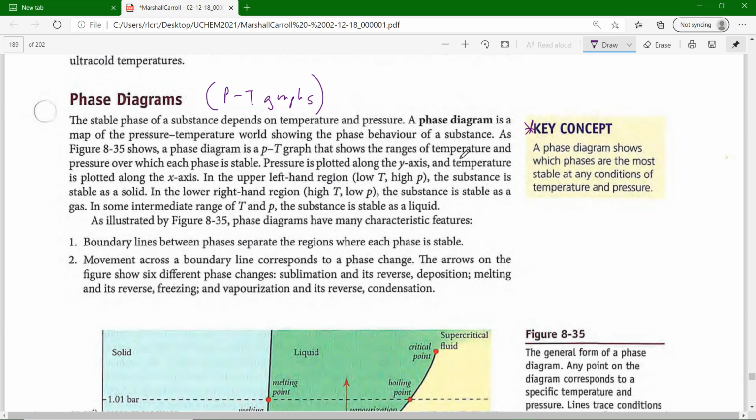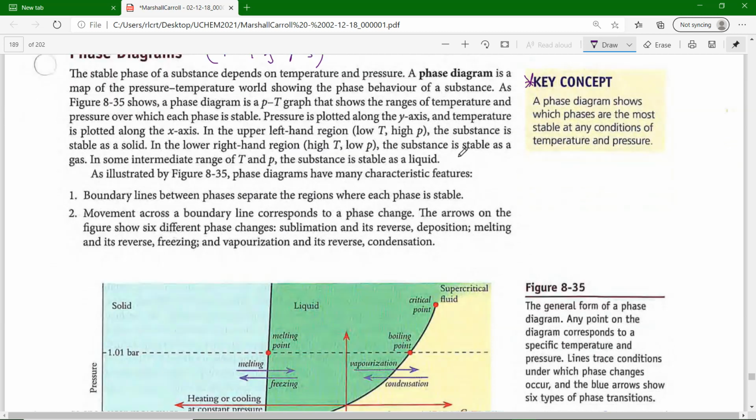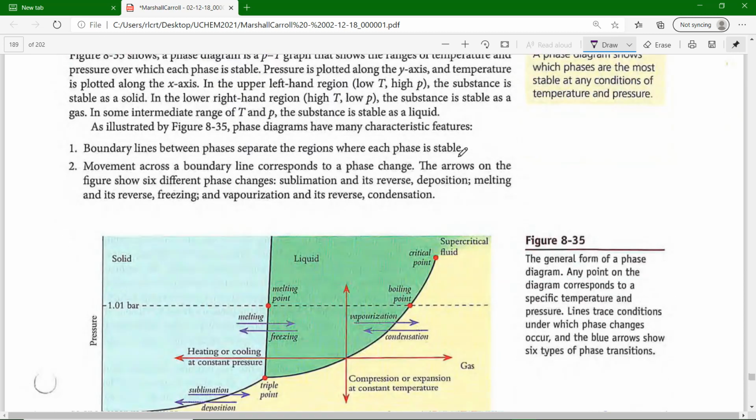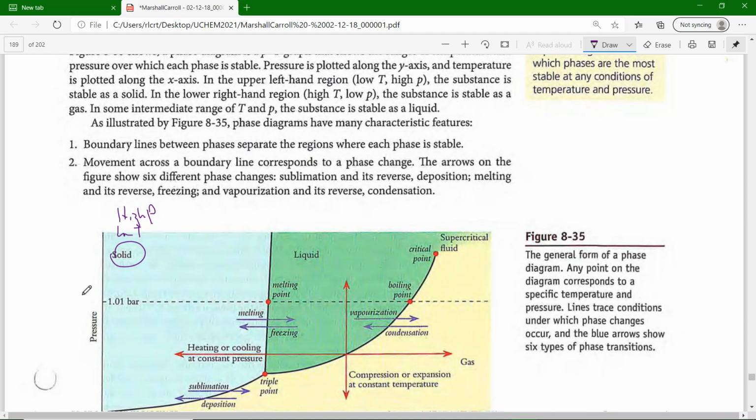Chemical engineers use these fancy kinds for different situations, and so it's used by all sorts of people. Pressure on the y, temperature on the x. In the upper left region, you have low temperature, high pressure. The substance is stable as a solid. So low temperature, high pressure. Okay, so what we're drawing here is a phase diagram. In the lower right hand region, we've got high temperature and low pressure.